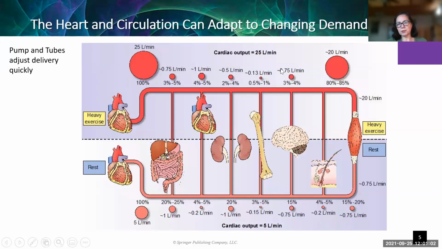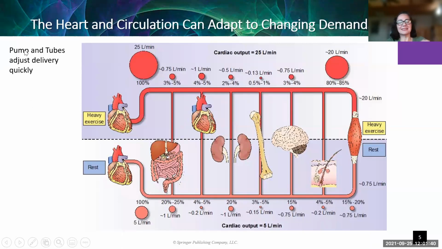For example, up on the upper part of this graph, we're looking at heavy exercise. The heart can start pumping really hard and really fast. And these blood vessels can dilate and carry enormous amounts of fluid very quickly, delivering the fluid to the organs that need it. And then within moments after the exercise is over, the heart doesn't stop, of course, but it slows and it doesn't contract quite as hard. And so we slow delivery of blood to the tissues.